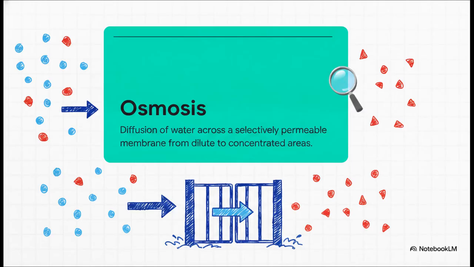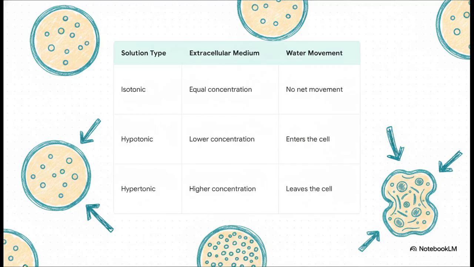Now pay super close attention here, because this next concept is heavily tested. I mean, it's everywhere in biology exams. Osmosis. You already know diffusion is just particles moving from a high concentration to a low one, right? But osmosis is specifically the diffusion of water across that selectively permeable membrane gate we literally just looked at. The water always moves from where it's dilute, meaning there's more water, to where it's highly concentrated with solutes. And because osmosis is such a big deal, you absolutely must memorize this table for your exams.